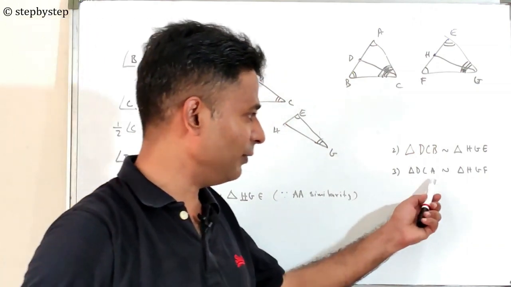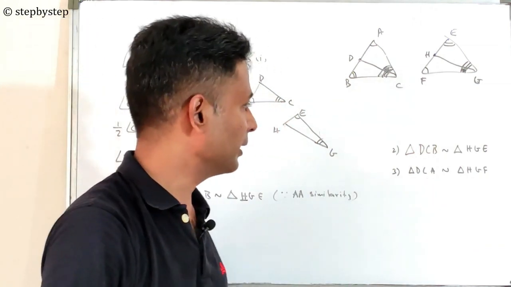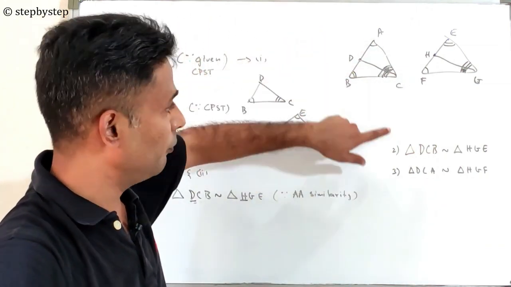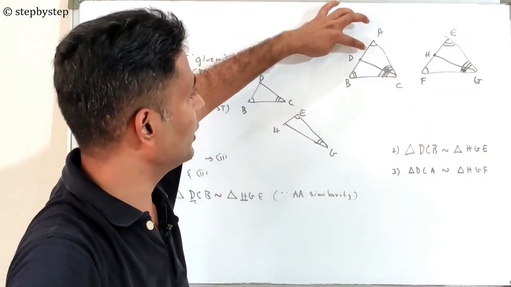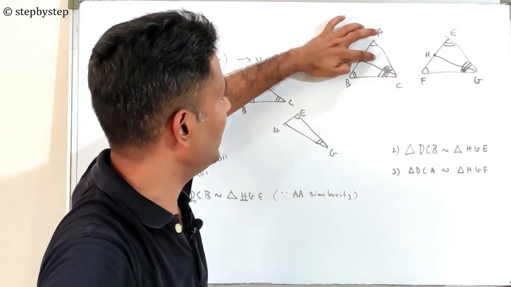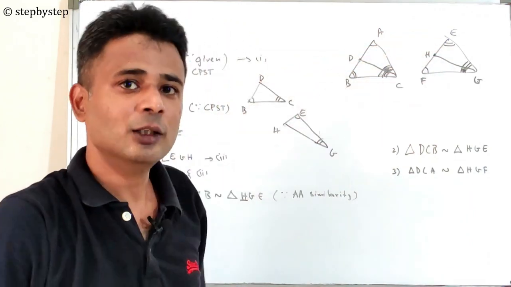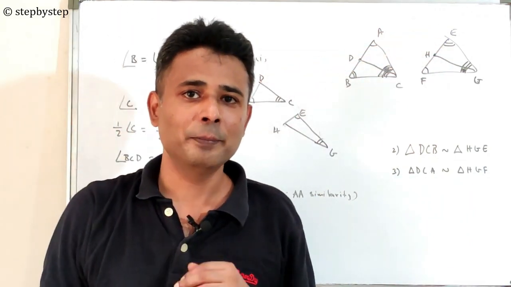Now for the third thing, we have already proved it in the beginning, right? When we proved the first thing, we proved that triangle DCA is similar to triangle HGF. So it has already been proved in the beginning.